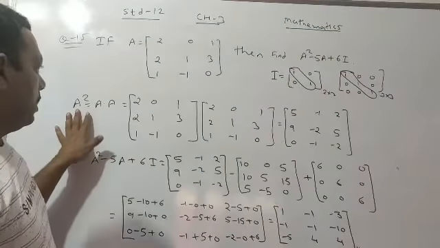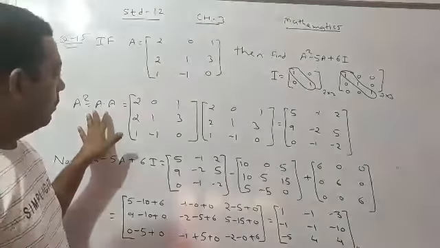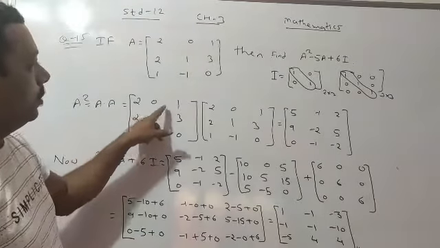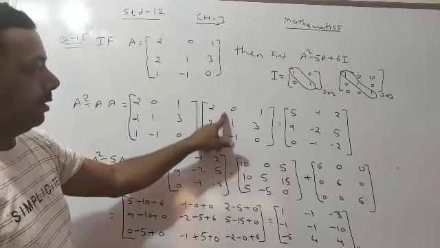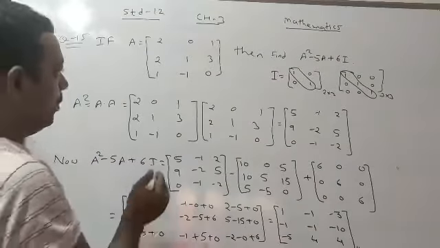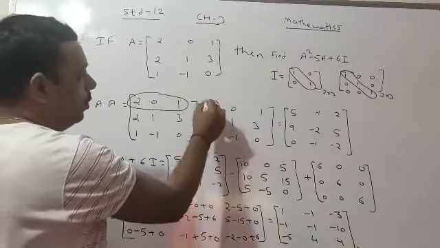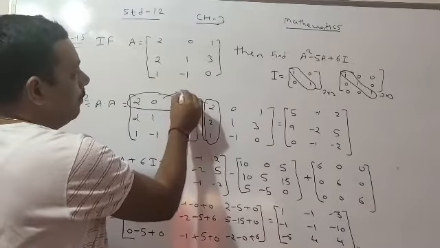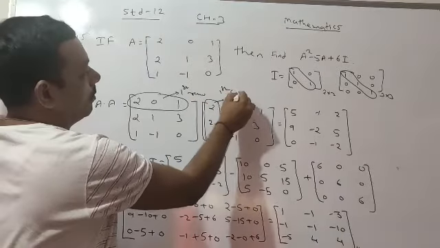Now, just see here. How to find A square? A square means the product of matrix A with matrix A. Matrix A is given in the question. So we write here 2, 0, 1, 2, 1, 3, 1, minus 1, 0, and the same matrix here. We simply copy the same matrix. Now we know how to perform multiplication. Multiplication is always performed with row multiplied by column. It means this is considered the first row and this one is the first column.